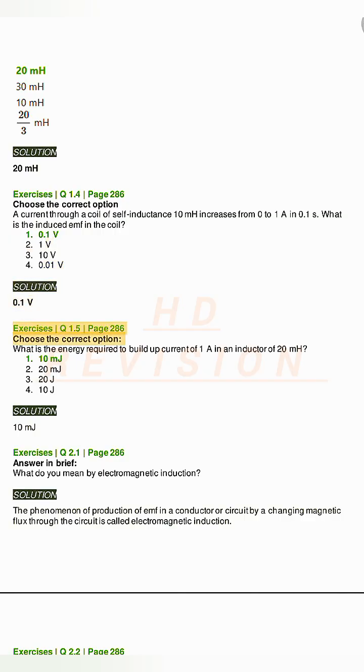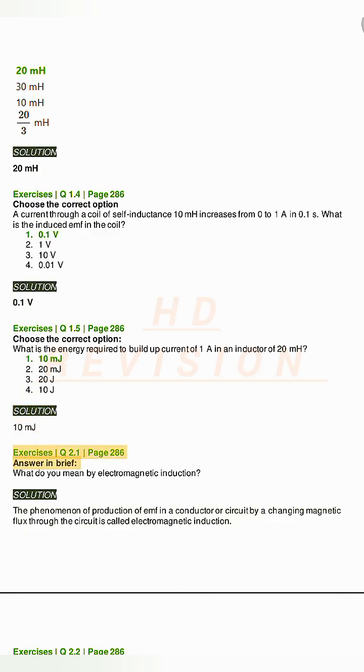Exercises Q1.5, page 286. Choose the correct option. What is the energy required to build up current of 1 A in an inductor of 20 mH? 1. 10 mJ, 2. 20 mJ, 3. 20 J, 4. 10 J. Solution: 10 millijoules.